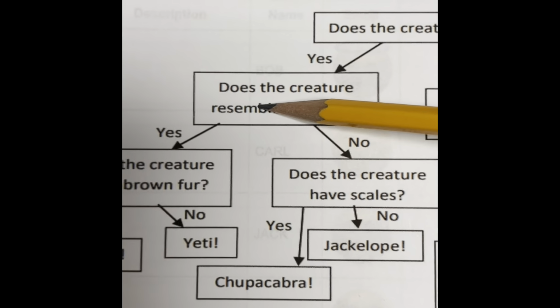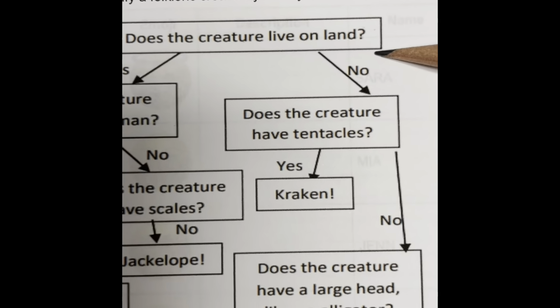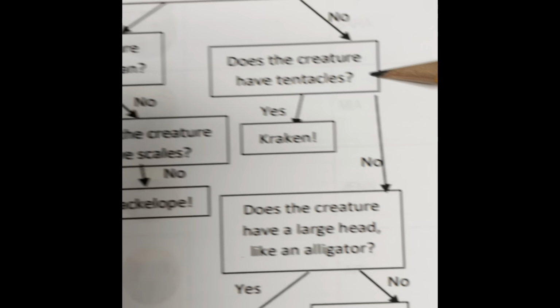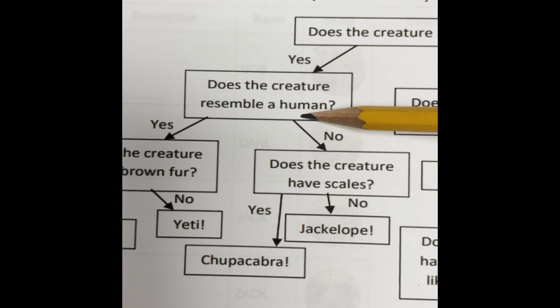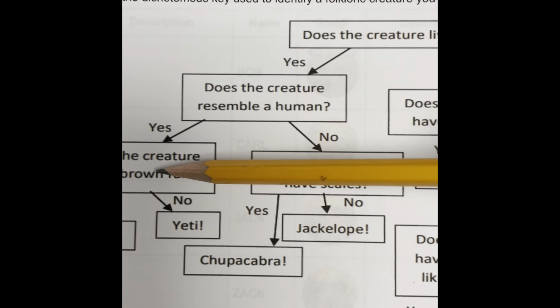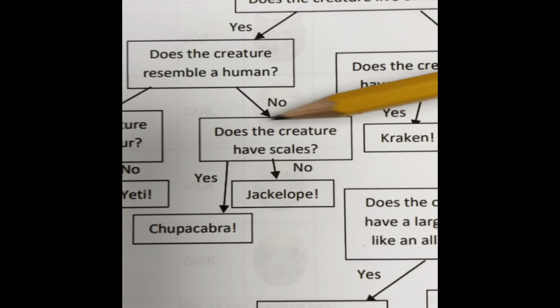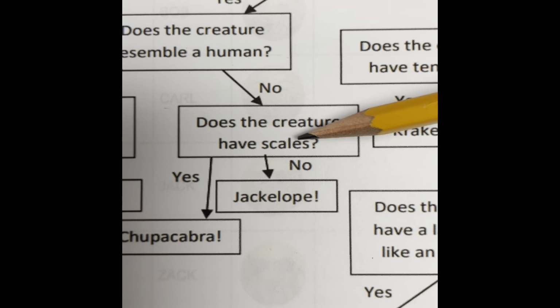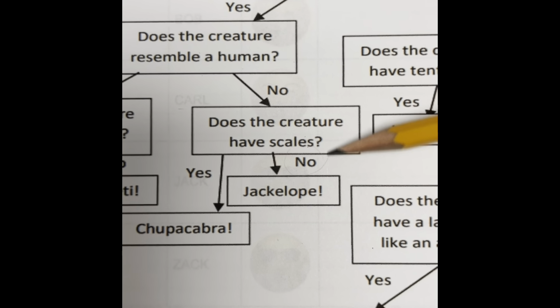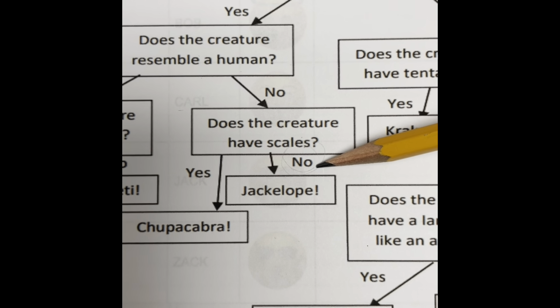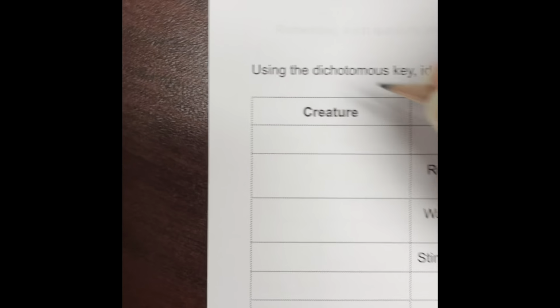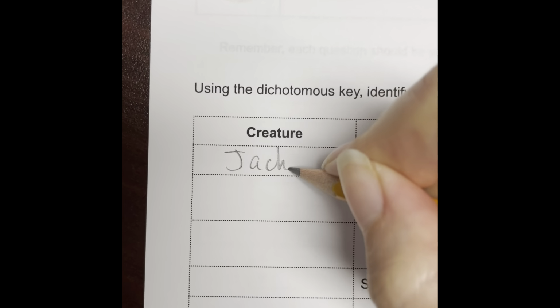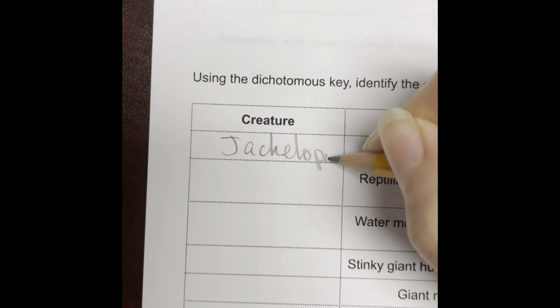Yes, then follow this question. No, then follow this question. I think that a jackrabbit lives on land, so I'm going to say yes. Does the creature resemble a human? If it's yes, we're going to go this way. But the answer is no, so we're going to ask this question now. Does the creature have scales? No, we did not describe any scales or observe any scales, so the answer must be jackalope. So this first creature is a jackalope, okay?